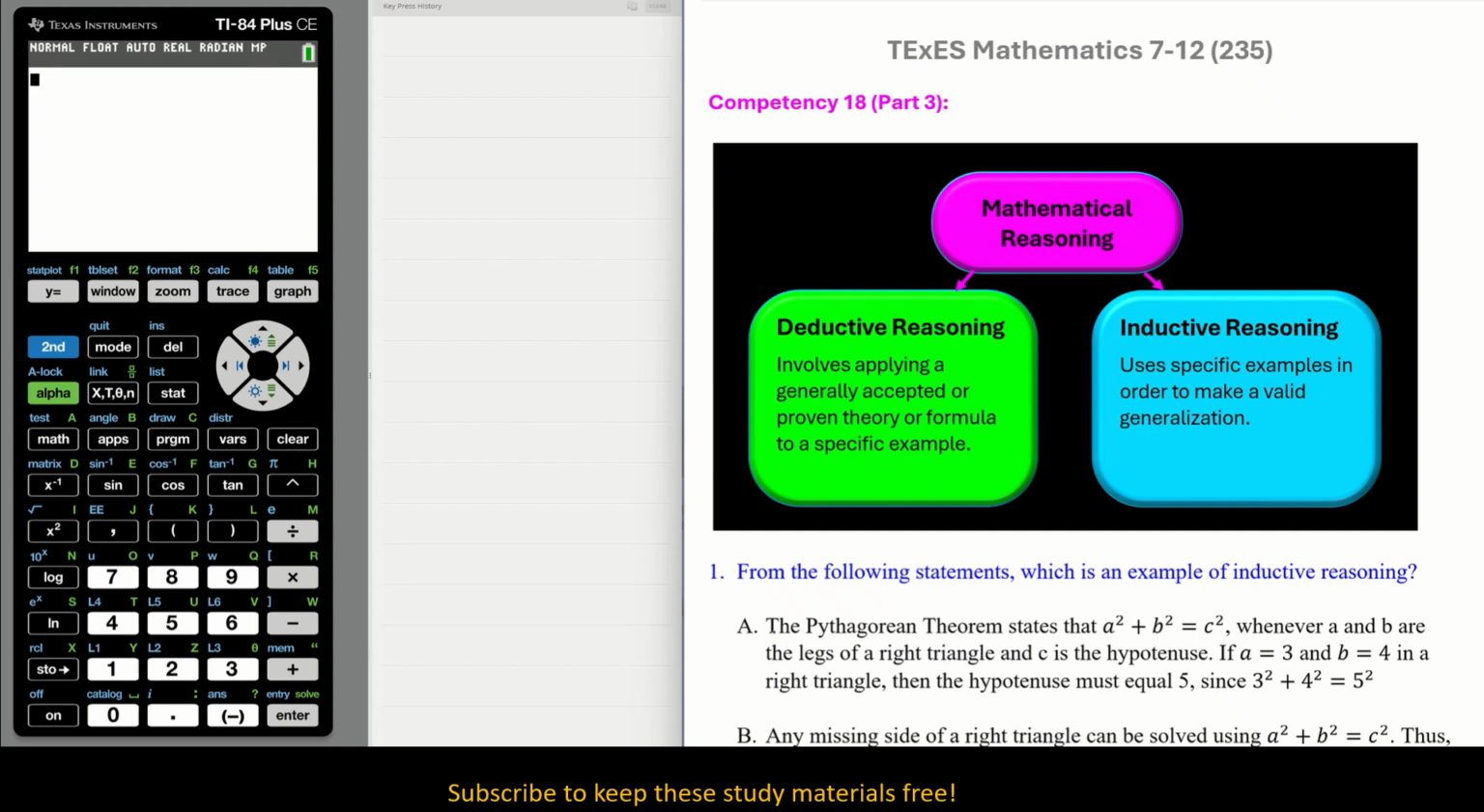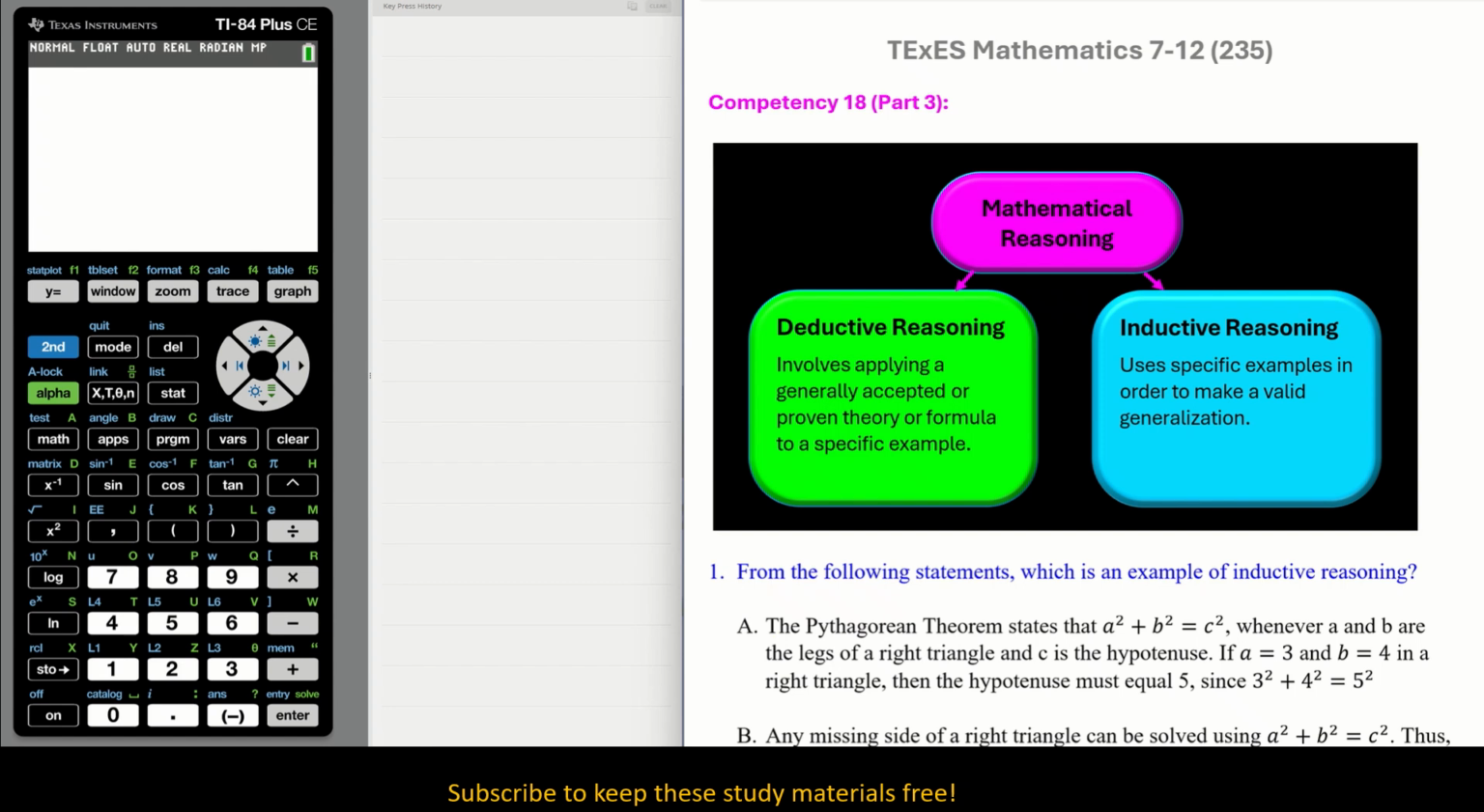Now, inductive. This is a more modern idea of teaching. It uses specific examples in order to make a valid generalization. So they're going to give you some numbers and then ask, what do you see in that pattern? Can you make a conjecture from the pattern you see? Sometimes we can, sometimes we can't.